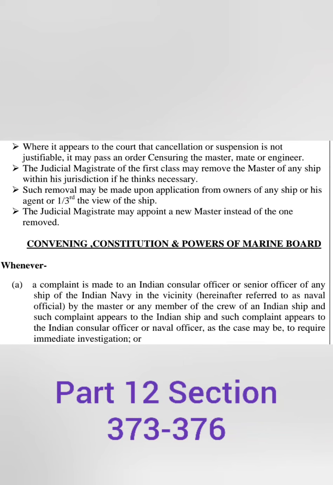The judicial magistrate of first class may remove the master of any ship within his jurisdiction if he thinks necessary. Such removal may be made upon application from the owner of any ship or his agent or one-third of the crew of the ship. The judicial magistrate may appoint a new master instead of the one removed.